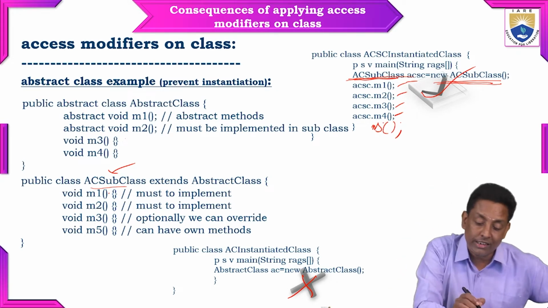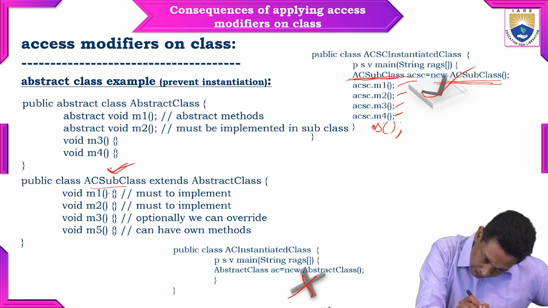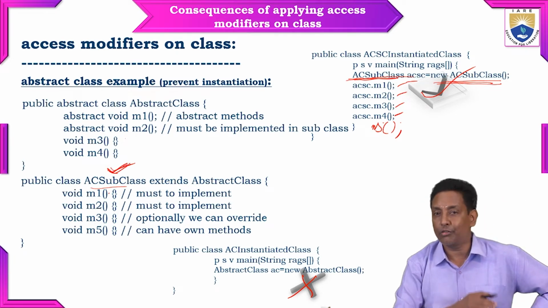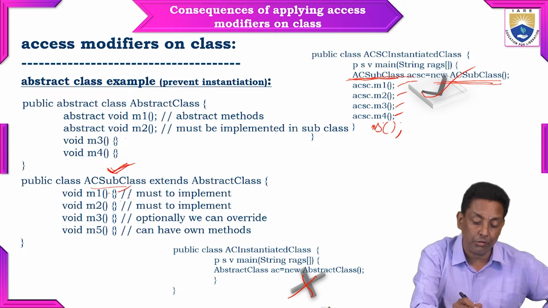Because you are instantiating and taking the reference of this class into the same class itself, you can invoke all the 5 methods: M1, M2, M3, M4, M5. All 5 methods.